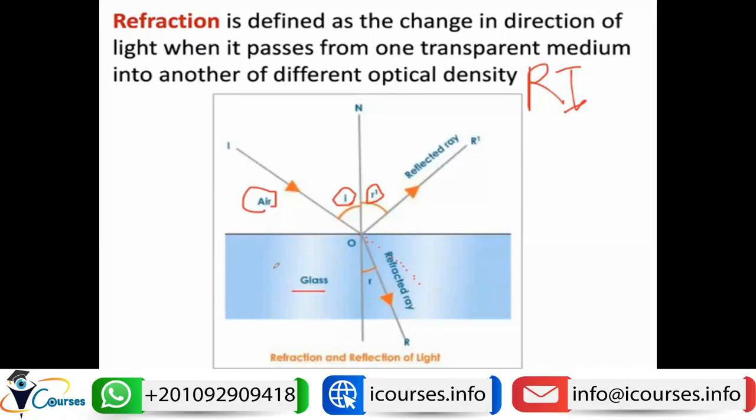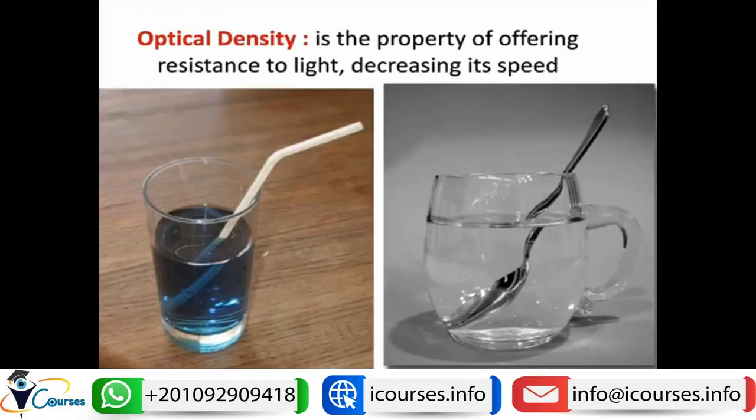So the question is, what is the optical density, or what is the refractive index? Optical density is the property of offering resistance to light, leading to decreased speed. Here you can see this should be a vertical line, but it is refracted, so it shows bending. This bending occurs because this bluish water slows the light rays passing through it, leading to this displacement.